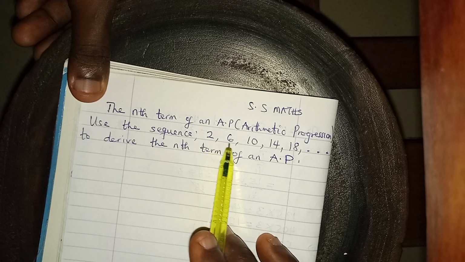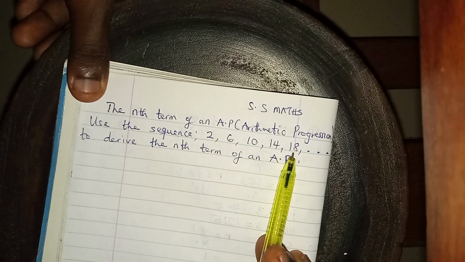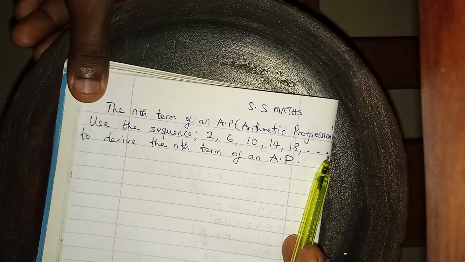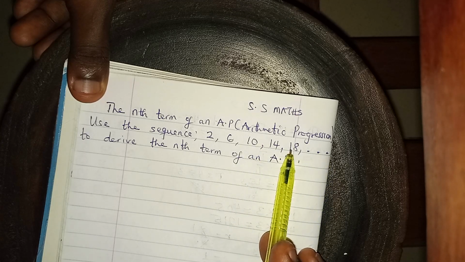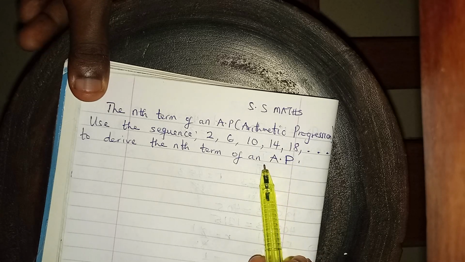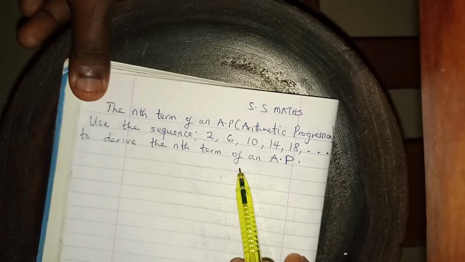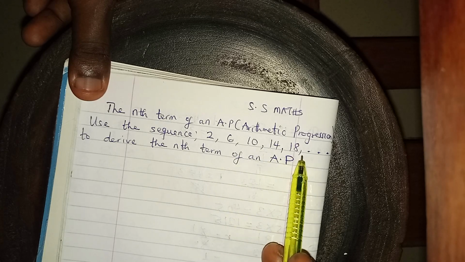Because for instance, if you look at this sequence, this is the first, second, third, fourth, fifth. So you can't just keep on adding 4 here to get the terms. It will waste time. If somebody asks you to find the 100th term, you can't just keep on adding 4. So we have a formula for deriving the terms of an arithmetic progression, and I'm going to use this sequence to do that.